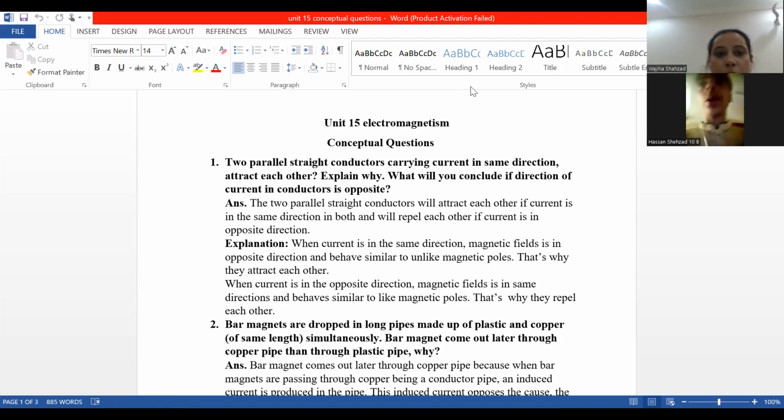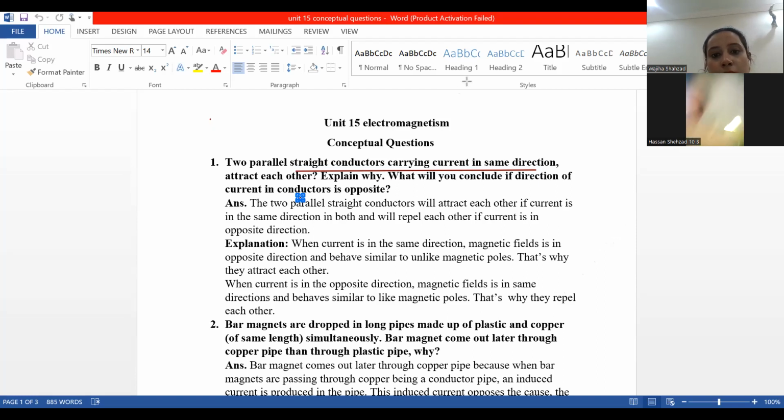The question number one is: two parallel straight conductors carrying current in the same direction attract each other. Explain why. We have two conductors, and these two conductors have the same direction of current. What will you conclude if the direction of current in the conductors is opposite?